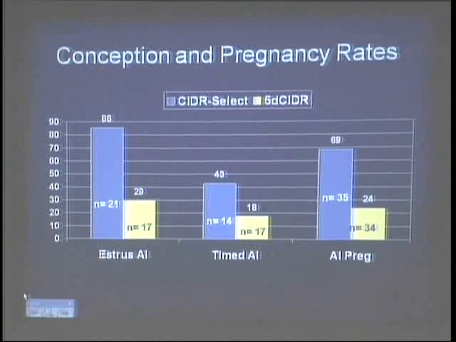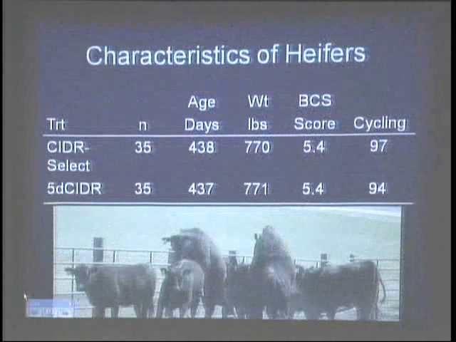but surely it seems like there might be something going on. Same pattern where we looked at whether it's those that we bred strictly on time to AI or looked at the overall pregnancy rate to AI, you see that we were drastically different. Well, what did the heifers look like on paper?